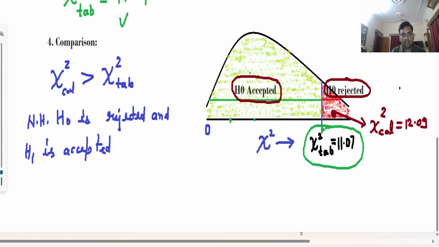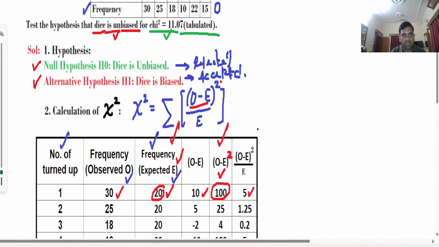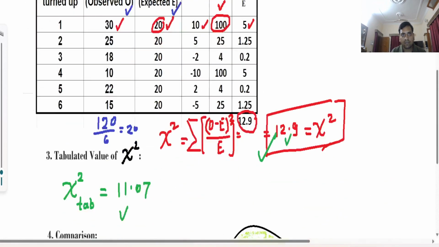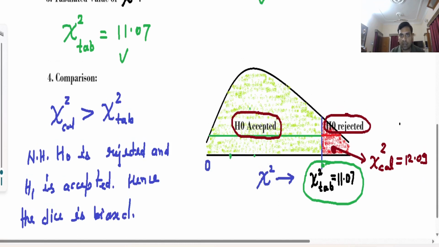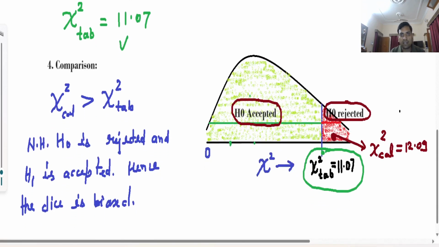Hence, as H1 is accepted, and the statement of H1 is dice is biased, which is accepted. So we can write, hence the dice is biased. So this is the concept of chi-square and a numerical on chi-square. I hope you understand this concept.